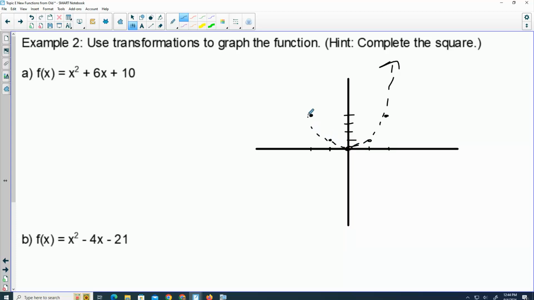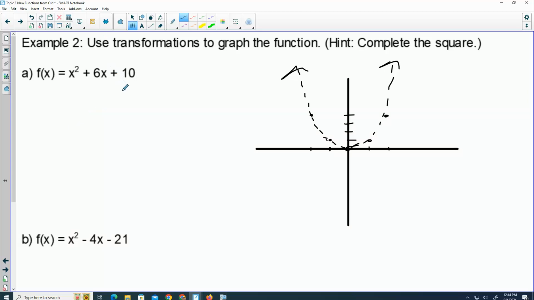But if I ask you the transformation here, this one, it's not obvious what it is. So, a little bit different, something we didn't do a ton of last year. If we can't look at it and know, we have to rewrite this. And so what we're actually going to do is use completing the square to rewrite this quadratic.